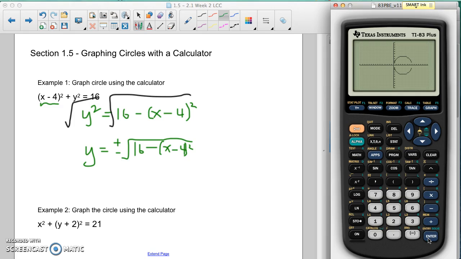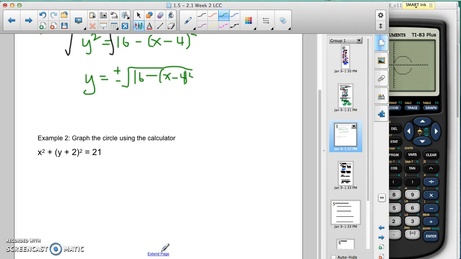So this is our circle. We have our center at (4, 0). So (4, 0) should be the center right about here, and the radius is 4. All right, so this is what we would look for here. So we have to square it, we have to solve it, we have to put in a plus or minus, and we have to square the screen to make sure it looks like a circle, not an oval or an ellipse.